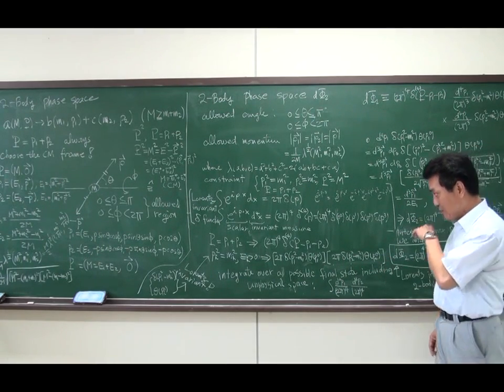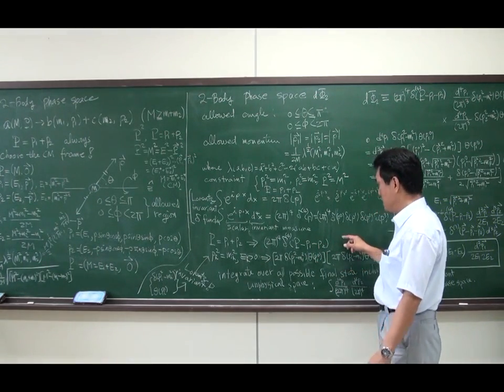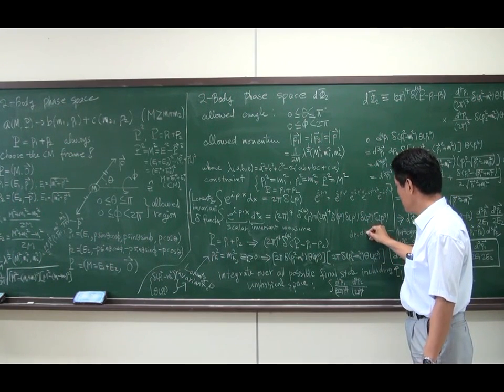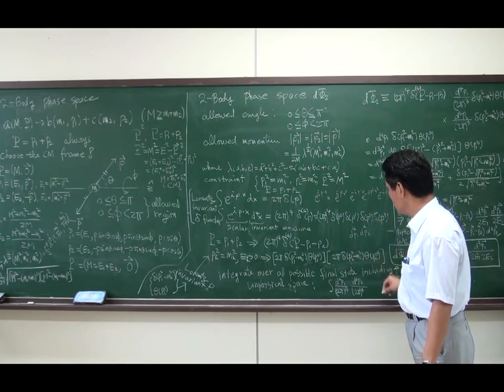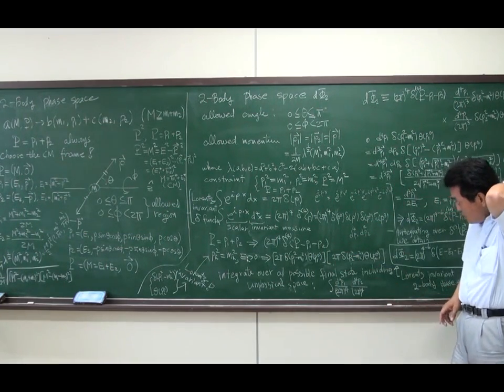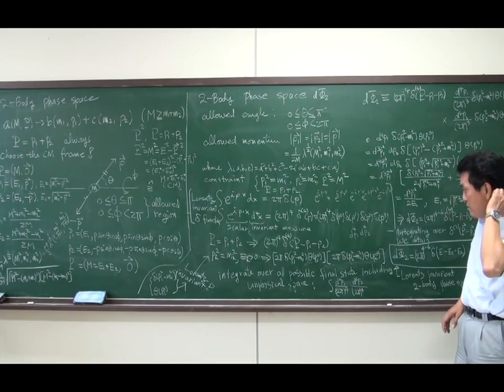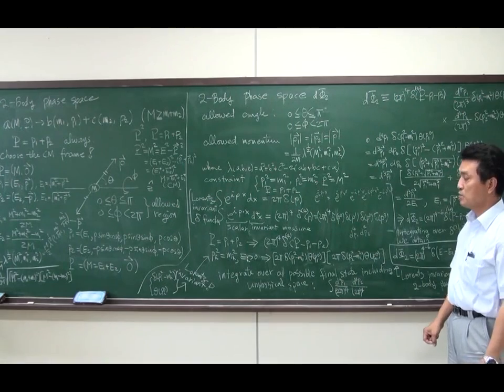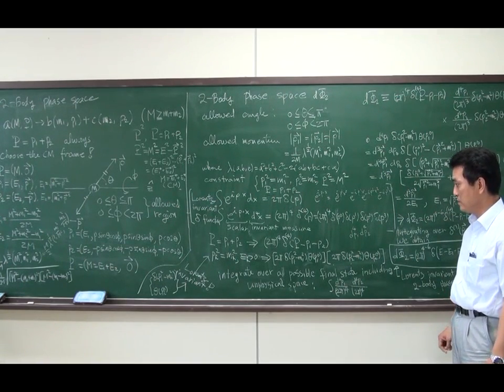That means if we integrate over P1, d P1, d P2 to the 4th power, okay? If I integrate this function, then the answer is we require P equals P1 plus P2 always.